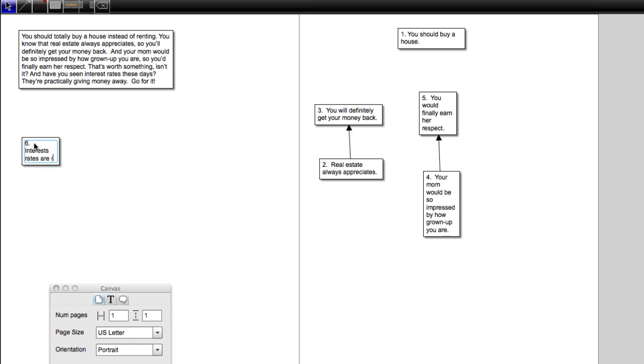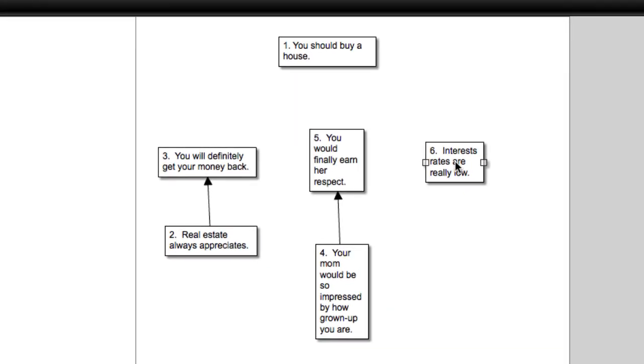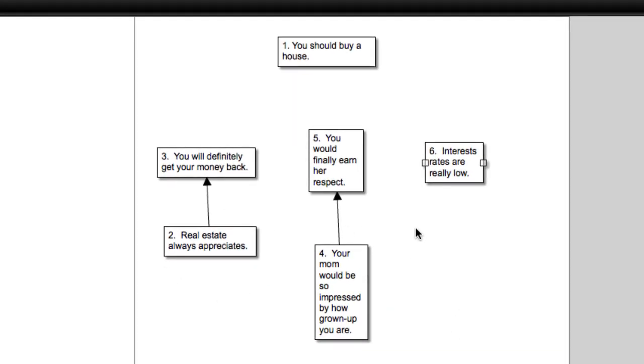And they're about how low they are. So the claim really is interest rates are really low. We're combining 2 sentences there. Have you seen interest rates these days? They're practically giving money away. The central idea there is that interest rates are really low. No evidence for that, just really stated, so there's not a sub-argument. So I've got 2 sub-arguments here that I feel good about.